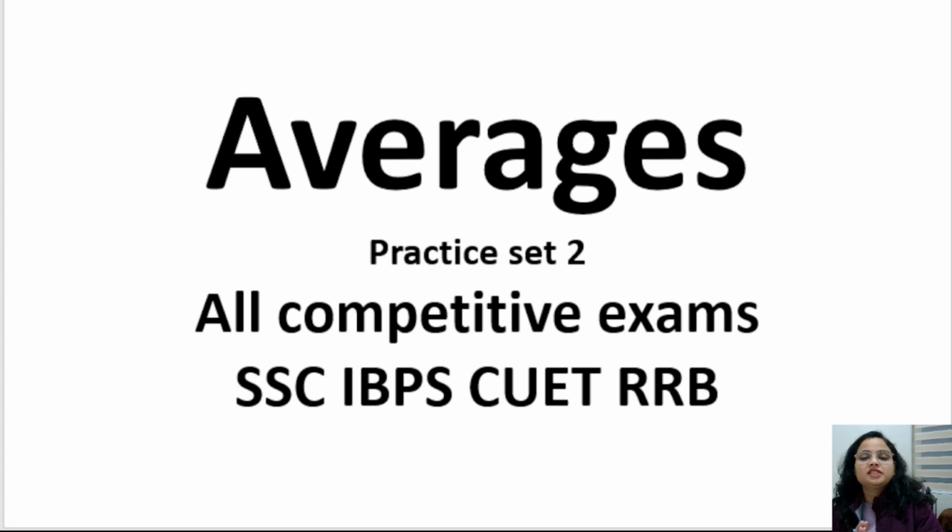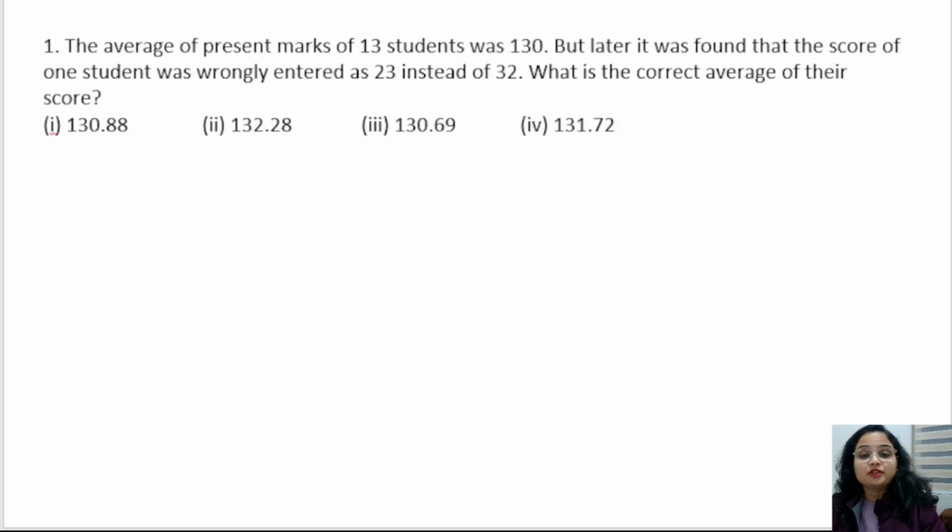Hi, in this video we will see a few more important and repeated questions from the topic averages. First one: the average of the marks of 13 students was 130, but later it was found that the score of one student was wrongly entered as 23 instead of 32. What is the correct average of their score?